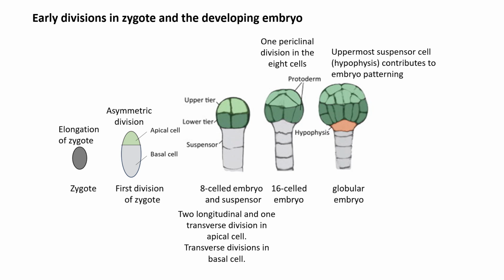The lower cell, the basal cell, undergoes transverse divisions to form a row of cells of the suspensor. Then there is one periclinal division taking place in the upper mass of cells to form an outer protoderm and an inner mass of ground tissue cells. So now the embryo becomes a 16-celled embryo. The uppermost suspensor cell is called the hypophysis, and this also contributes to embryo patterning. At this stage, we get what is called a globular embryo.